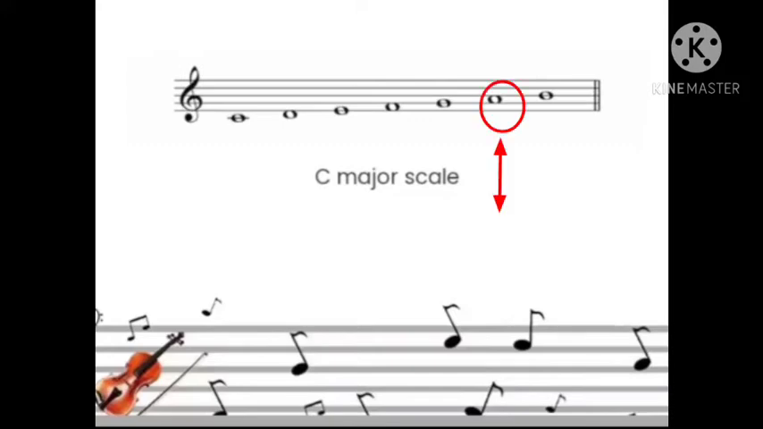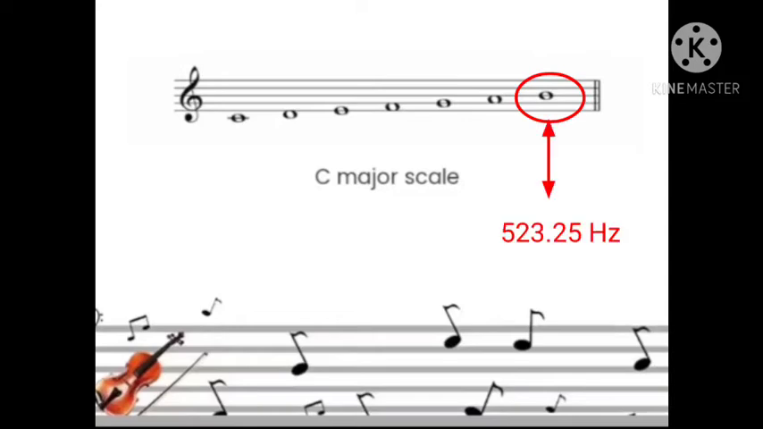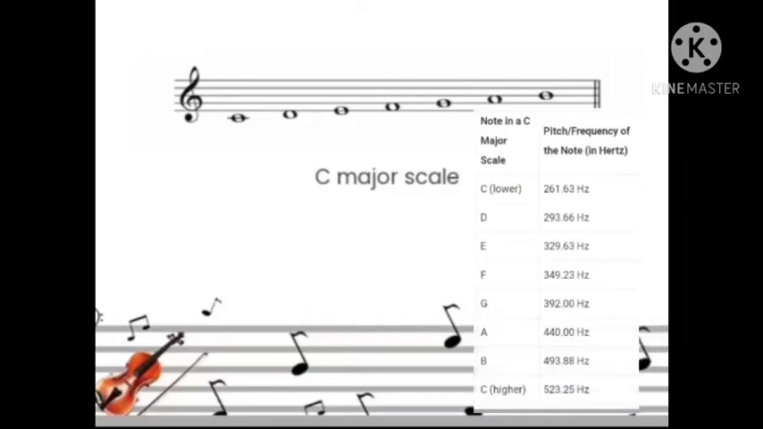Note A is measured in 440 Hz. Note B is measured in 493.88 Hz. And then the last one is the note C and higher, measured in 523.25 Hz. But remember, these notes are all required to be in tune. If the note is out of tune, then it won't meet these frequencies.